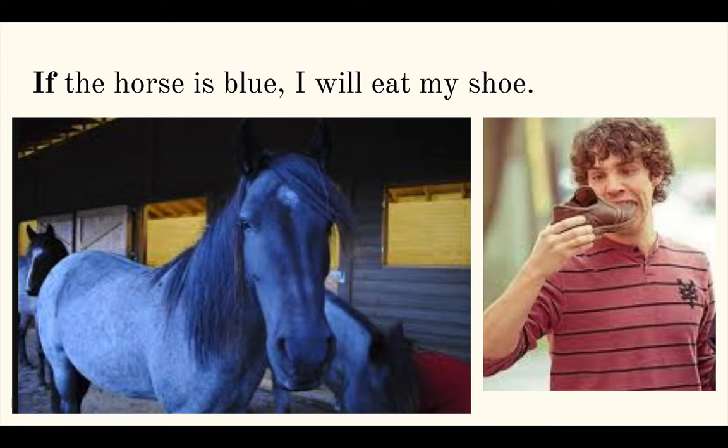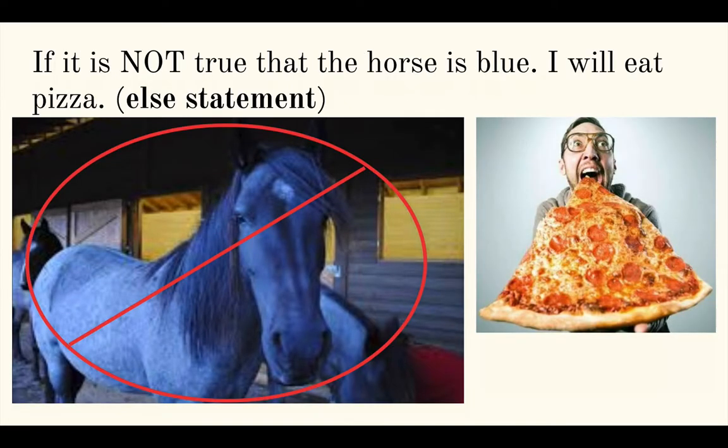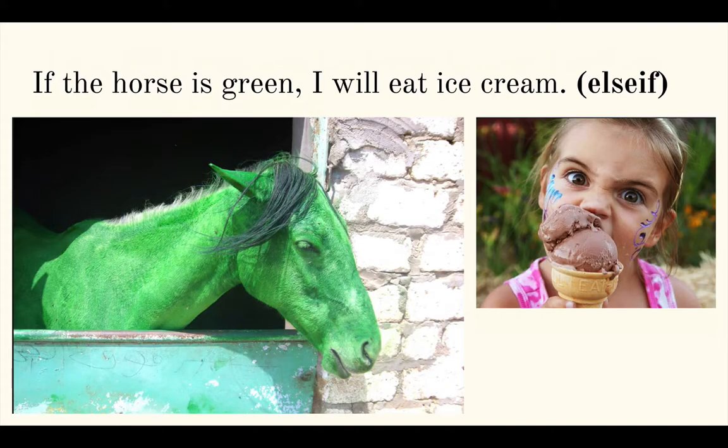If that certain thing is not true, then something else happens. Like if the horse is not blue, then I'm not going to eat my shoe, I will eat pizza instead. But this requires an else statement. If the horse is blue, I will eat my shoe, else I will eat pizza.